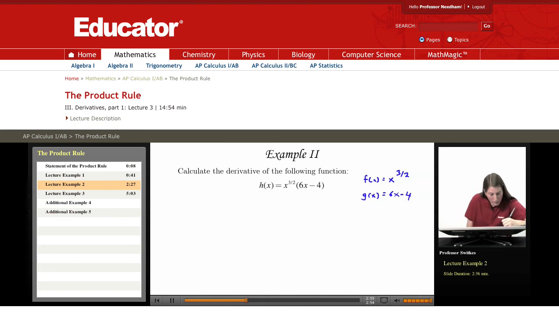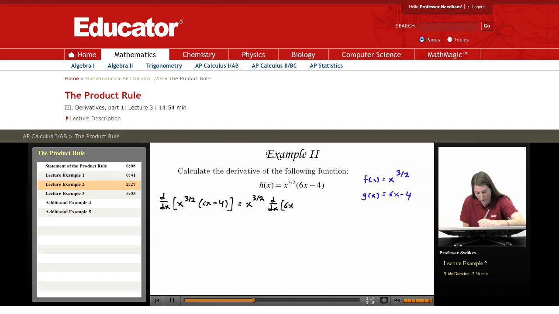And so again, our hope is to differentiate x to the 3/2 times 6x minus 4. And so by the product rule, we'll take the first function as is, x to the 3/2, times the derivative of the second function, derivative of 6x minus 4, plus second function as is, 6x minus 4, times derivative of the first function, so derivative of x to the 3/2. And now we need to carry out the differentiation.